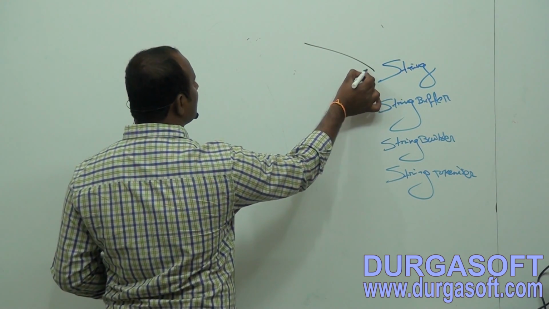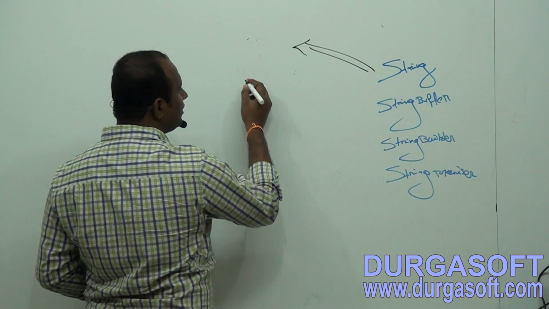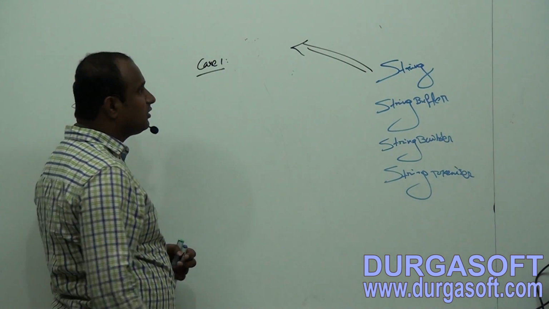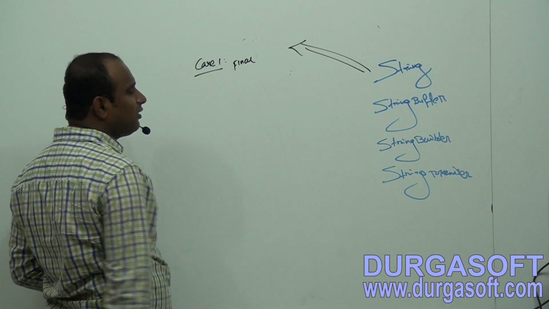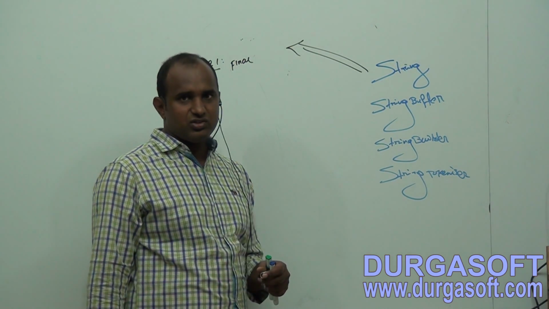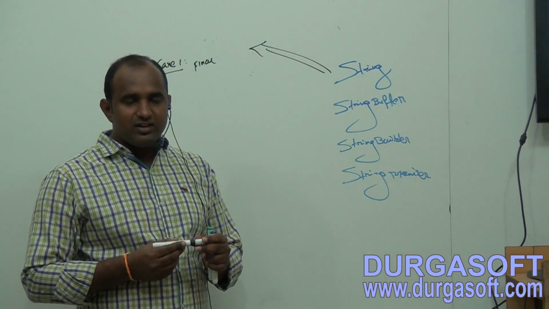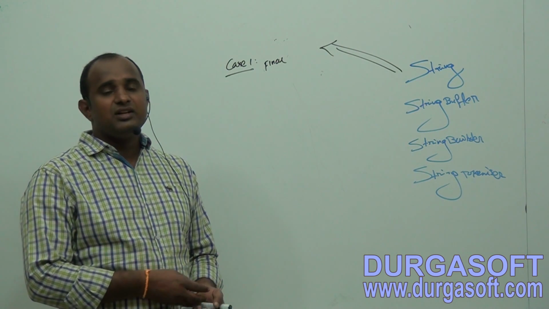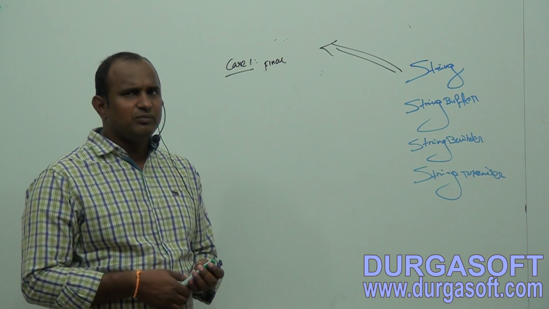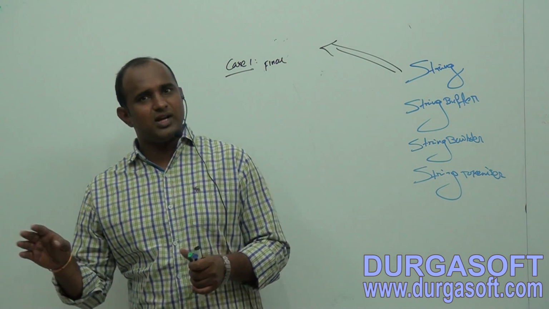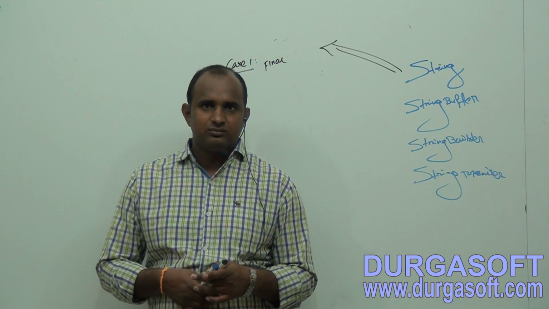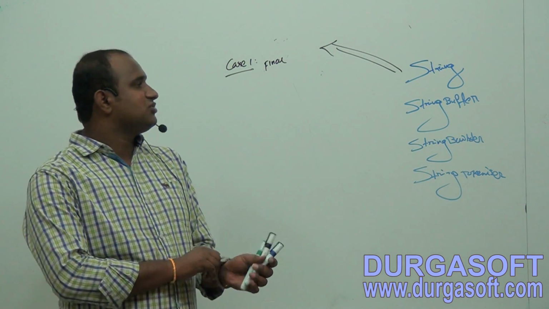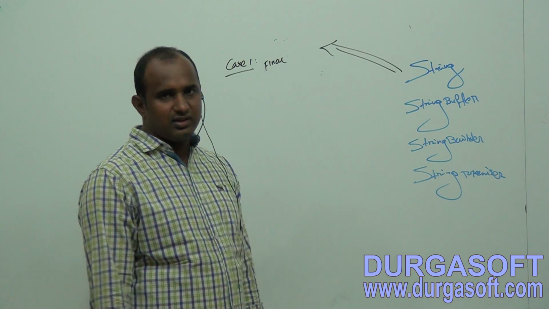The string versus string buffer, case 1. Coming to case 1, string and string buffer both are final classes present in java.lang package. Simple case. You know final class. What do you mean by final class? We are unable to extend the final classes, we are unable to create the subclasses. So string and string buffer both are final classes present in which package? Java.lang package. This is the first case.